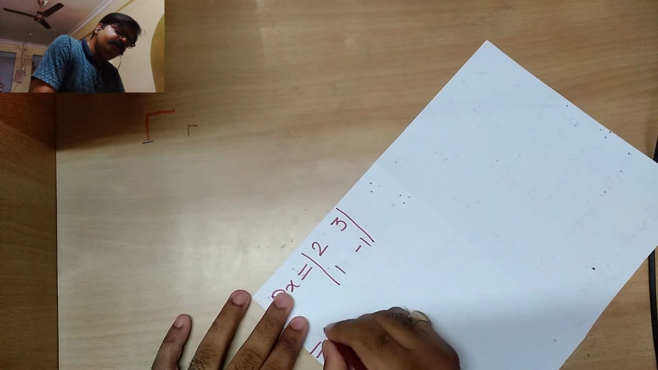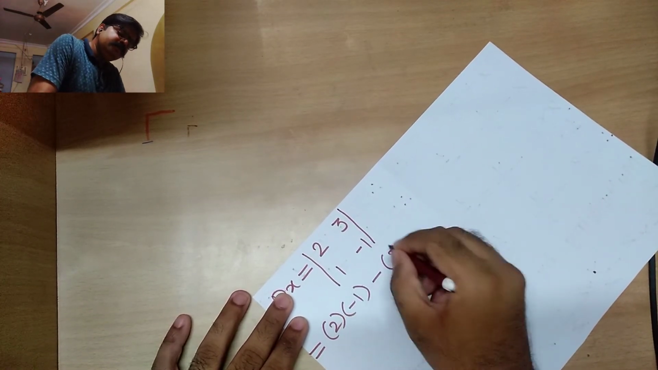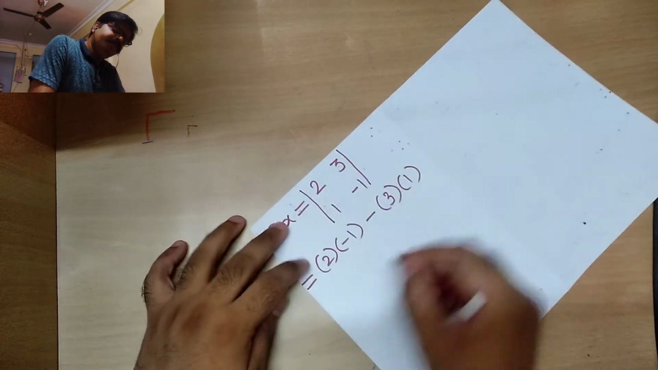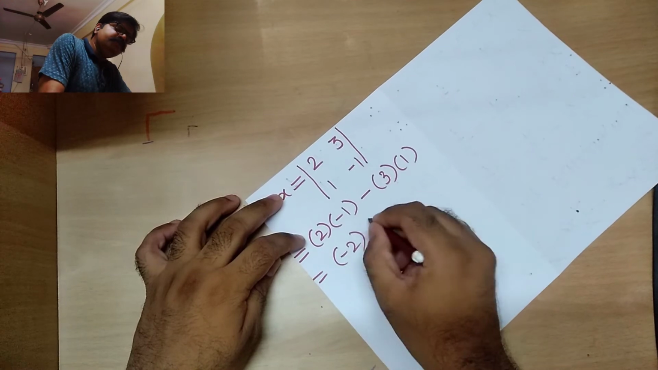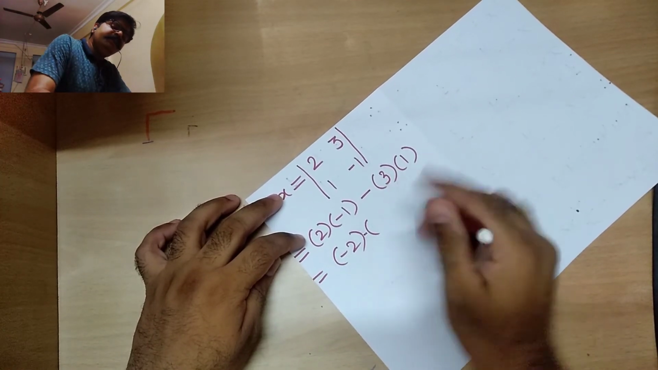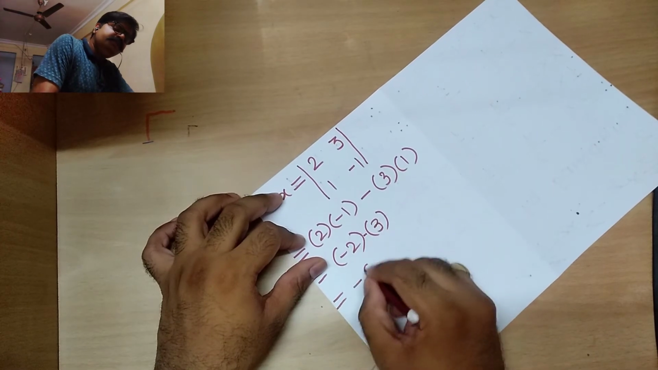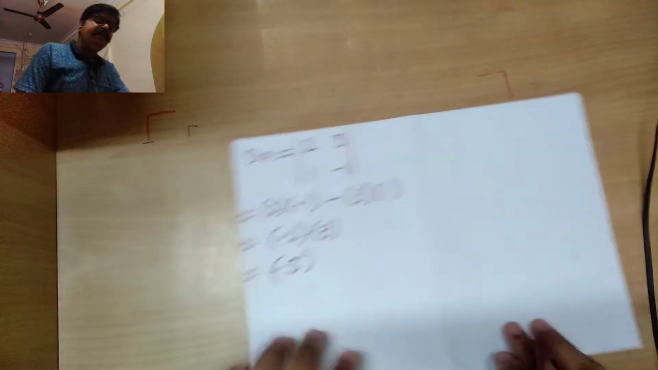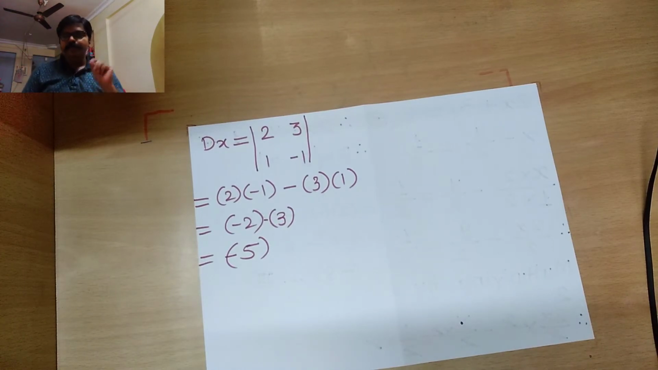Therefore 2 into minus 1 minus 3 multiplied by 1 is equal to 2 into minus 1 will give you minus 2 and 3 into 1 will give you 3. So minus 2 minus 3 should be minus 5. That should be the value for dx. When we have dx's value, as usual the next and last step is going to be dy calculation.